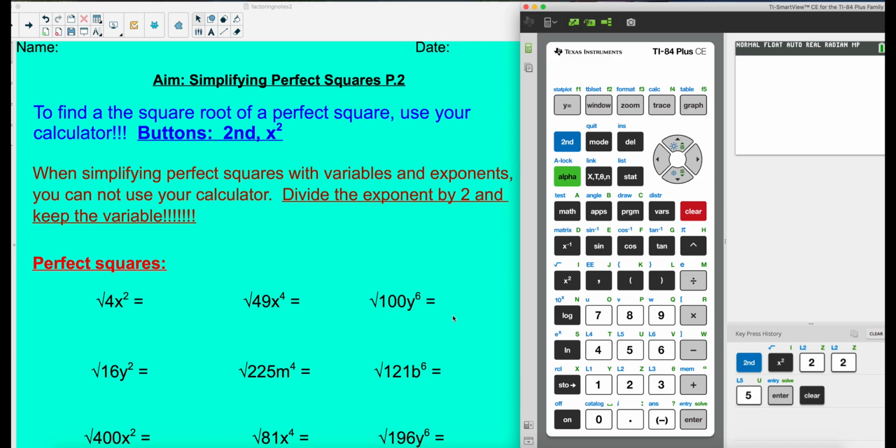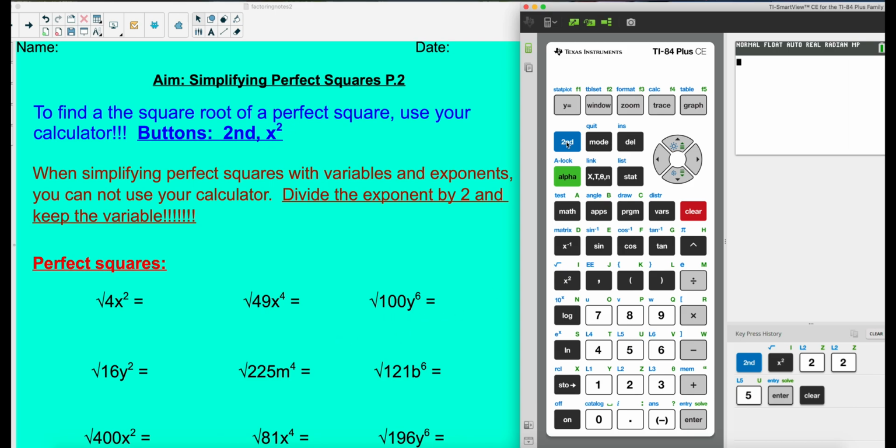Now, I gave you that list today. Hopefully you're going to study that tonight, okay? But just keep one thing in mind. If you don't know the perfect square, your calculator will do it for you. So let's say you wanted to find the square root of, say, 196, and you didn't know it. Well, you go to your calculator.